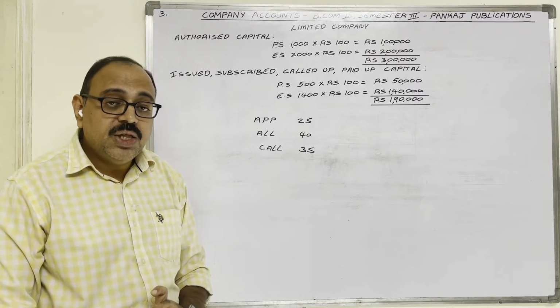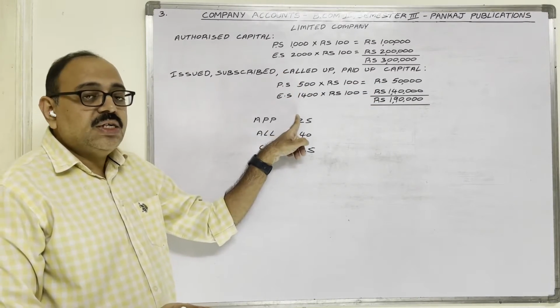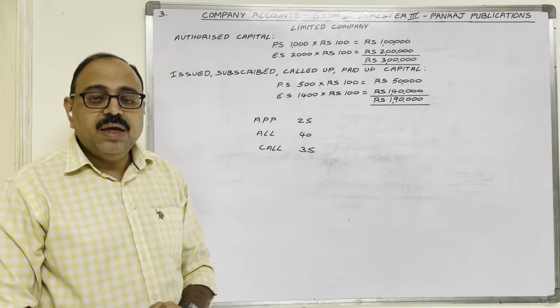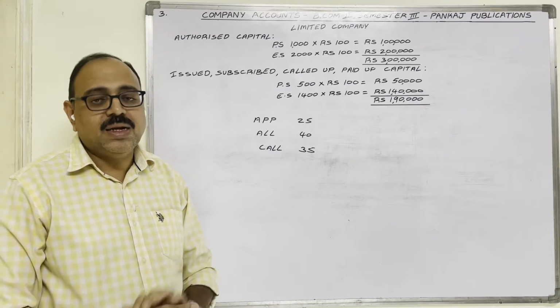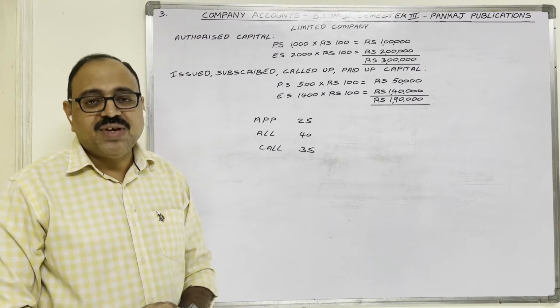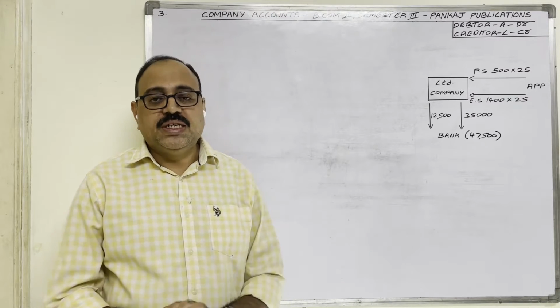And what is being asked in the question? For all these transactions, he is asking for journal entries. And he is asking us to show the balance sheet. Let us see the journal entries first. The first entry is for application.